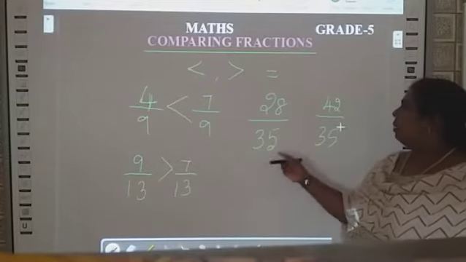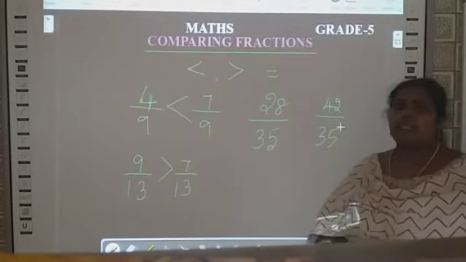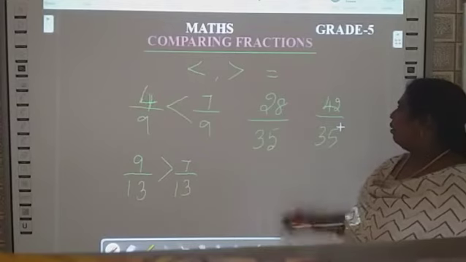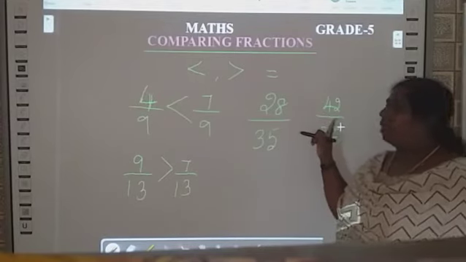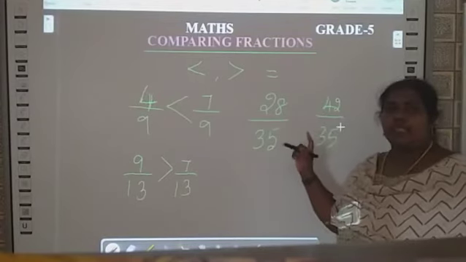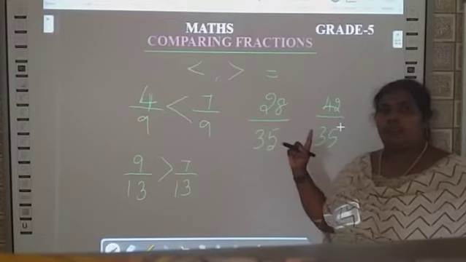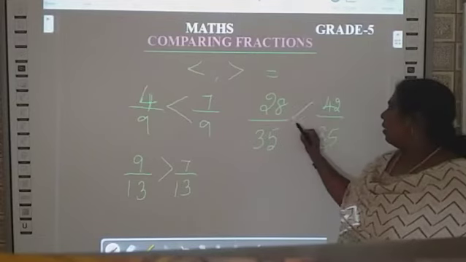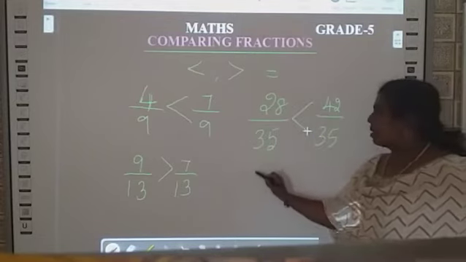Yes, 28 by 35, 42 by 35. Which is the greatest value, 28 or 42? 42 is the greatest value. So less than or greater than? This is less than. Right? Yes.